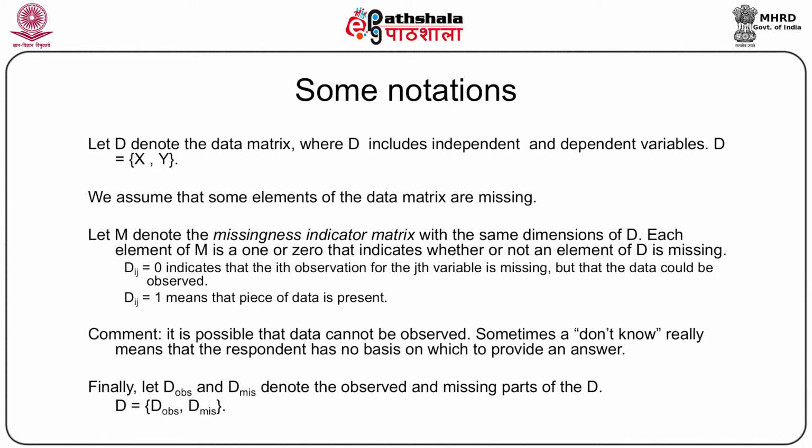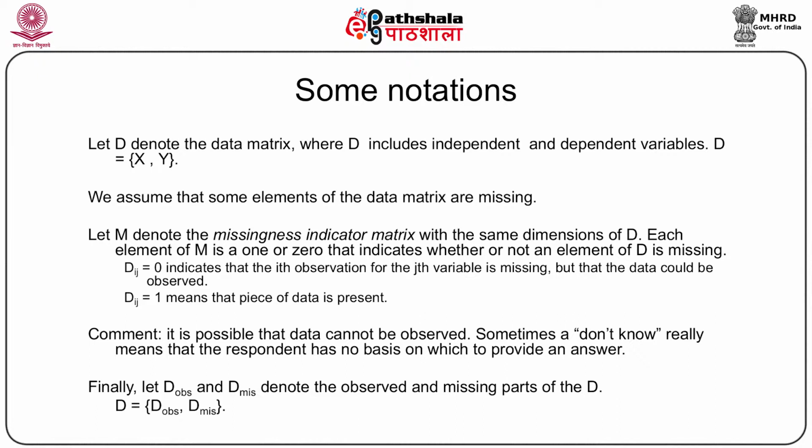So let's now develop some notation to clarify how we handle the missing data problem. Suppose D denotes the data matrix, where D includes independent and dependent variables, D equal to X, Y. We assume that some elements of the data matrix are missing. Let M denote the missingness indicator matrix with the same dimensions as D. Each element of M is a 1 or 0 that indicates whether or not an element of D is missing.